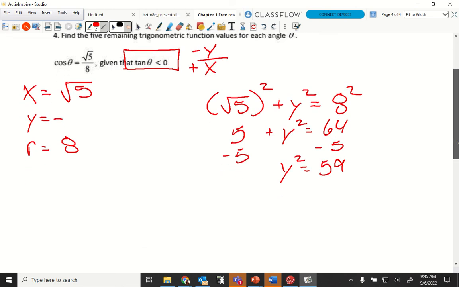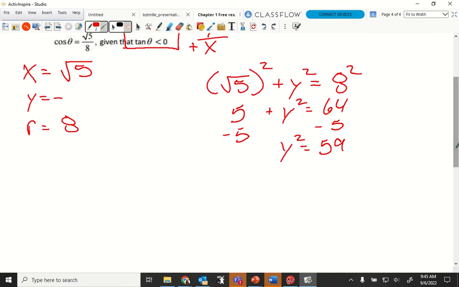And how do I undo a square? Square root, both sides. So y equals, now this is where it came in, plus or minus square root of 59. But it has to be the negative. Why does it have to be a negative? Because tangent was negative. All that information that we were talking about at the beginning, when we stated that the y value has to be negative. There we go.